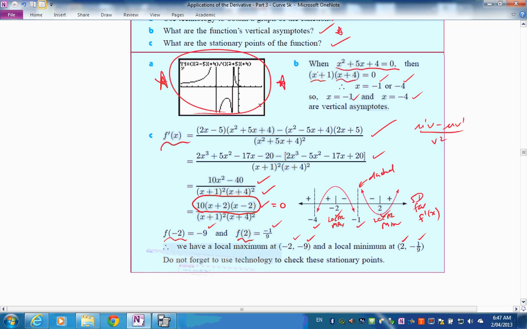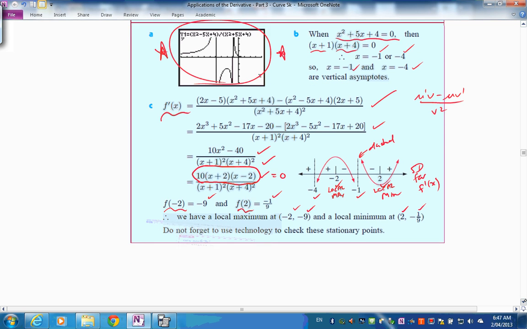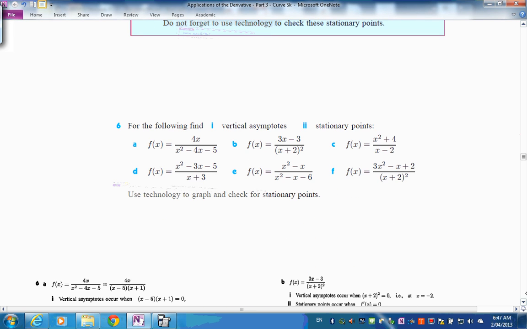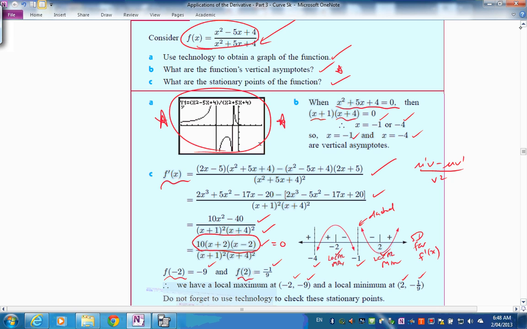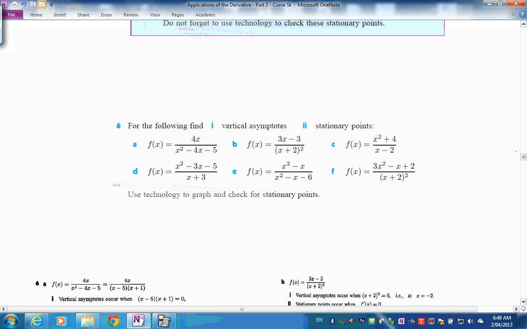Okay, so let's have a go at some of those now. Here we are, question 6. Just come back up there, if we just get it here. Question 6. Probably not necessary to do all of them. Maybe just A, C and D, something like that, and use technology to see how you went. Alright, so pause presentation, have a go.